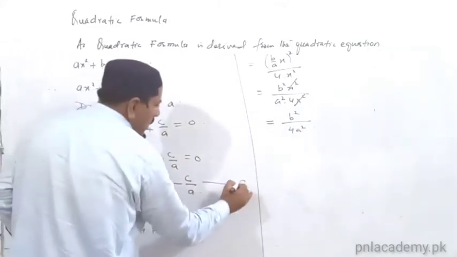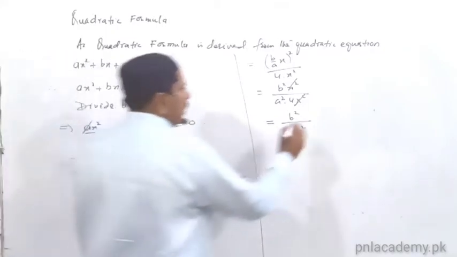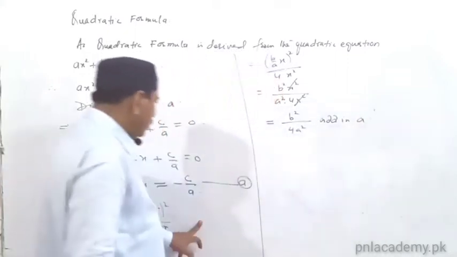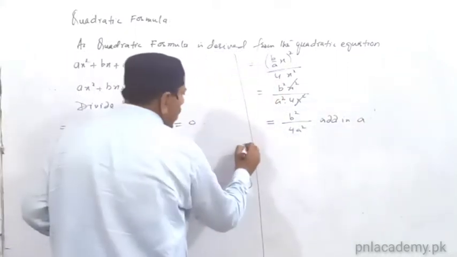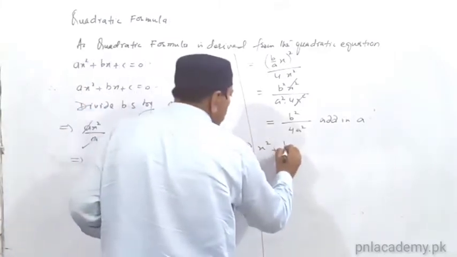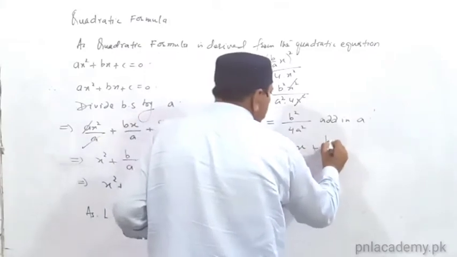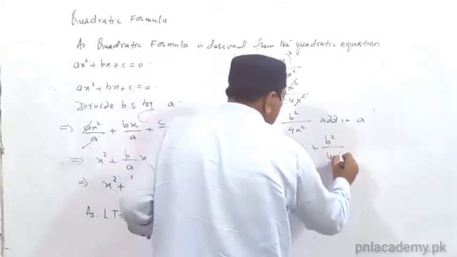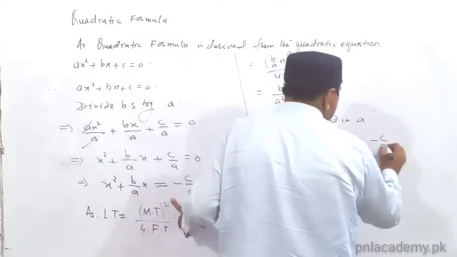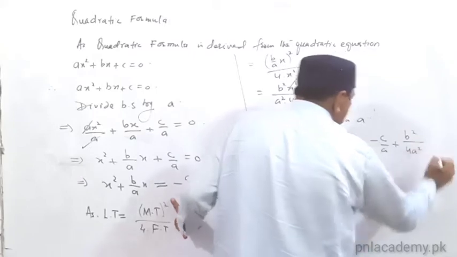Suppose this is an equation, we have to add this on both sides. This will be x square plus b upon ax plus b square upon 4a square is equal to minus c upon a plus b square upon 4a square.